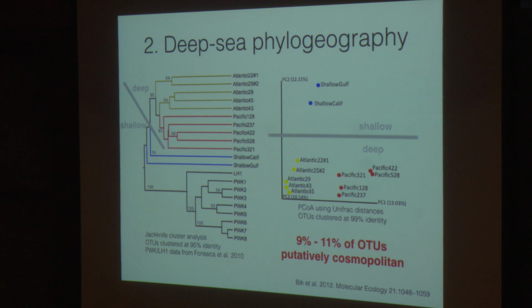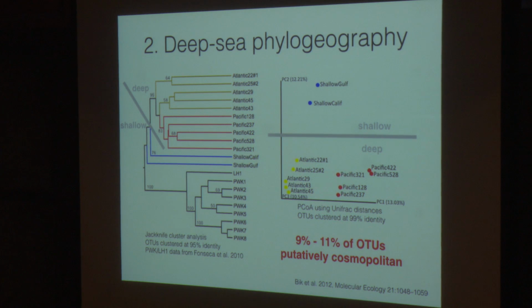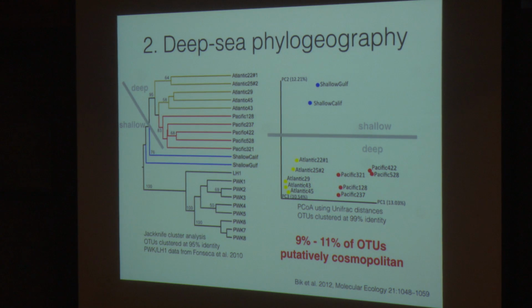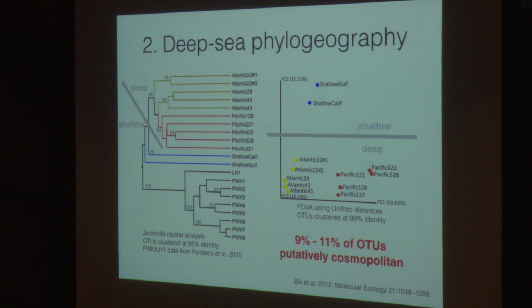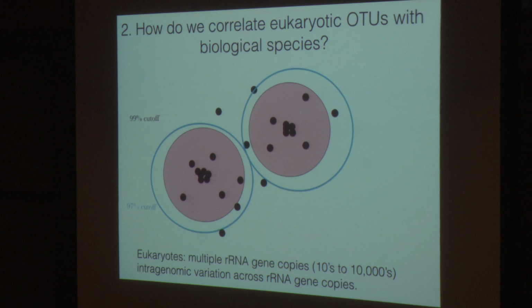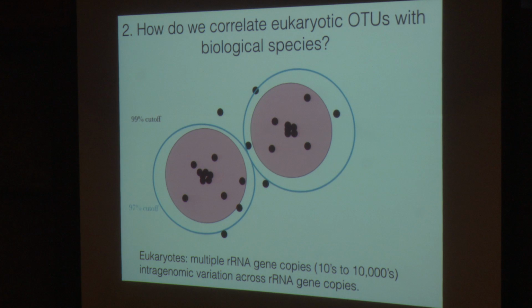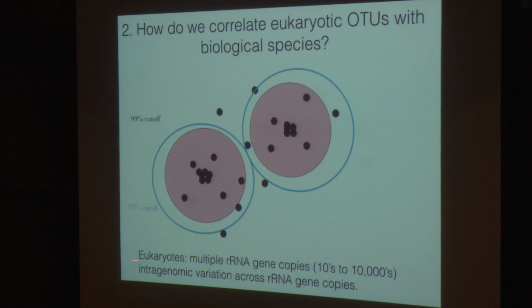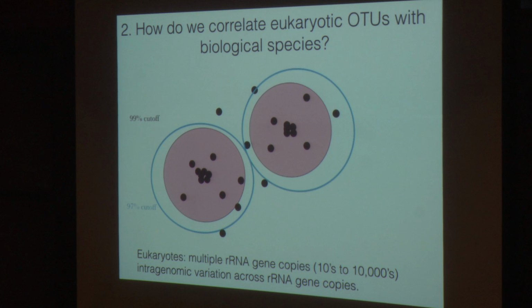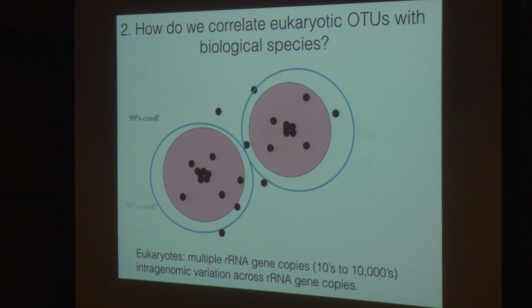Another interesting thing we found was 9 to 11% of OTUs, 18S OTUs, were reported to be putatively cosmopolitan, so present across deep sea sites or present from deep sea to shallow water. And it's interesting from a biogeographic perspective, but it's also potentially not the whole story, because one of the main issues with these data sets is that it's very difficult for us to correlate eukaryotic OTUs with biological species. So eukaryotes, unlike most bacteria I should say, have multiple ribosomal RNA gene copies, so from tens to 10,000s per genome, and there also exists intragenomic variation across these ribosomal RNA gene copies.